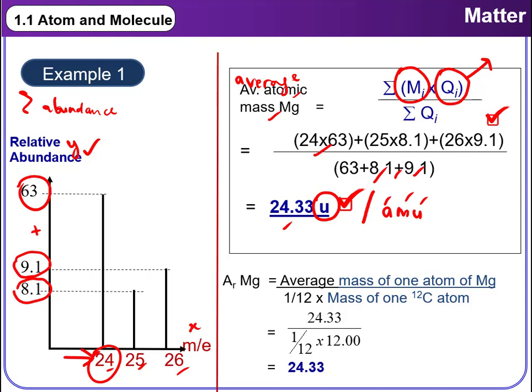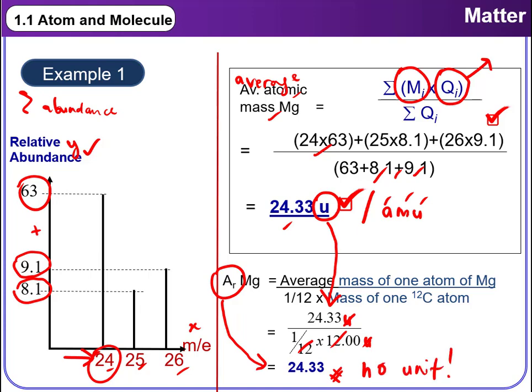But the question is asking you to determine the relative atomic mass. What is the next step? The next step is to compare with 1 per 12 times the mass of 1 carbon-12 atom. So you carry forward this 24.33U divided by 1 per 12 times 12U of the carbon-12. Cancel U, cancel 12. So the final answer is 24.33 without any unit. Remember, relative atomic mass has no unit.